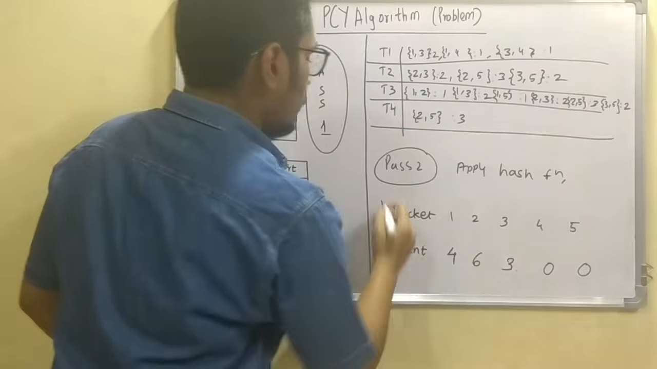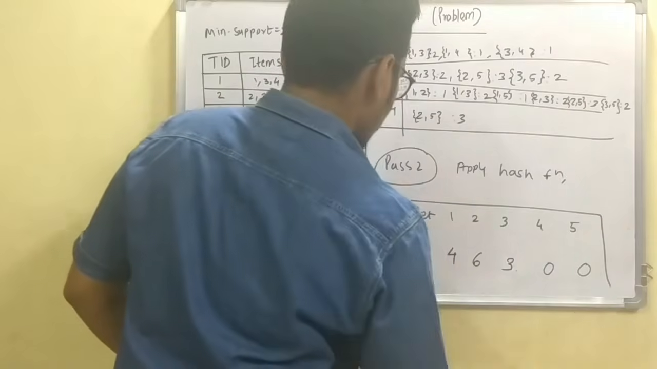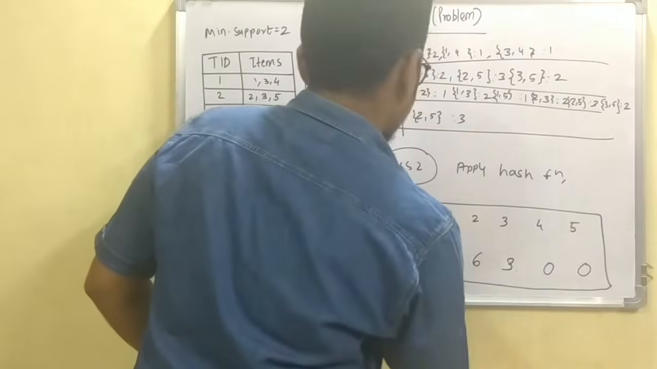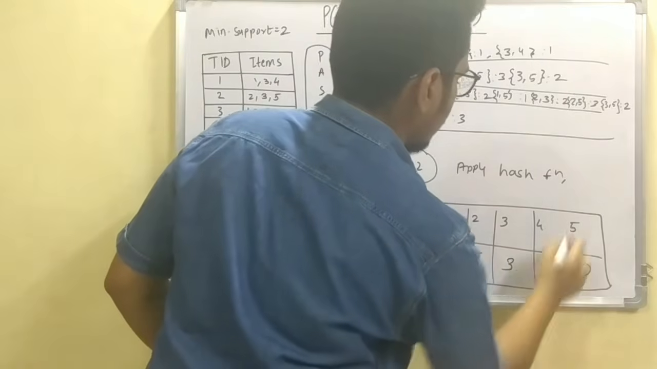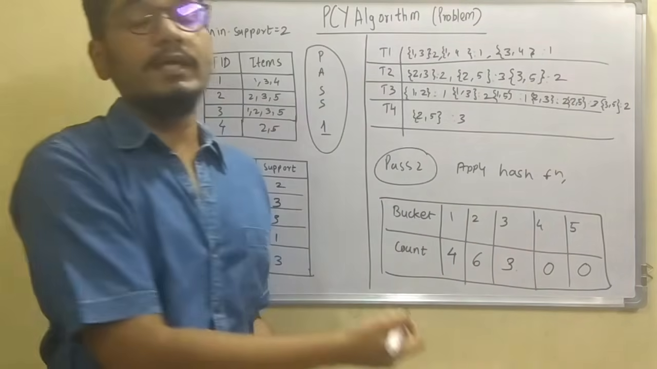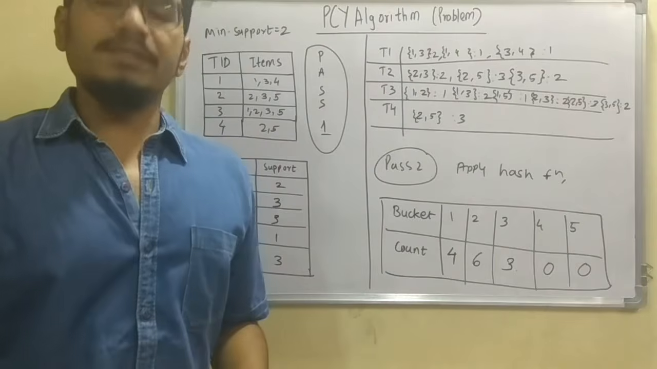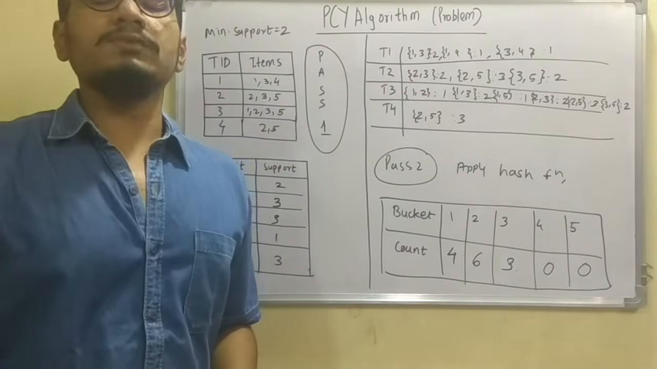So this is the final table for this PCY algorithm. It means the pairs have been successfully distributed into buckets, and for each bucket we have given the count of the elements in it. This is how frequent item set mining with the PCY algorithm is done in big data analytics.